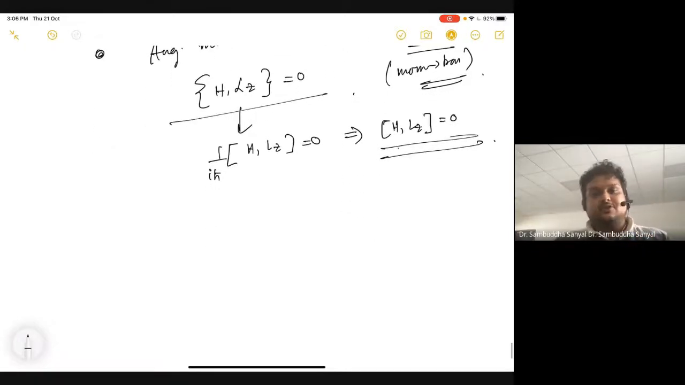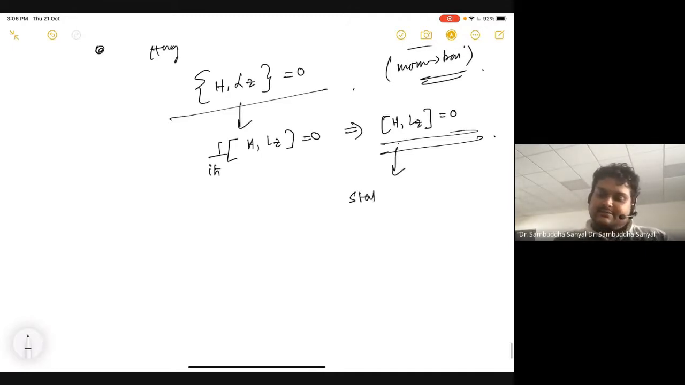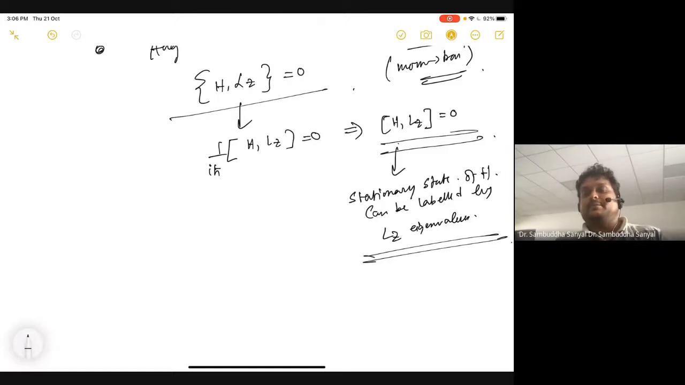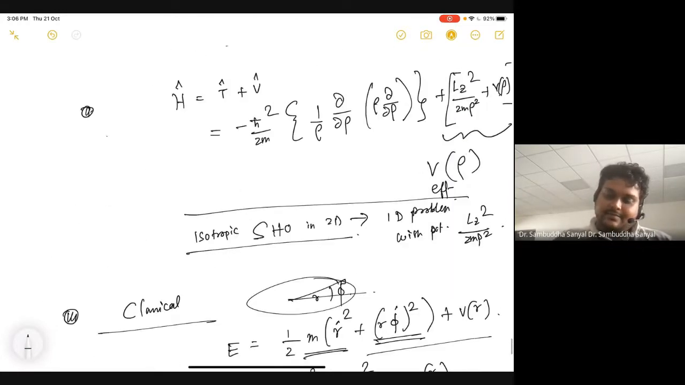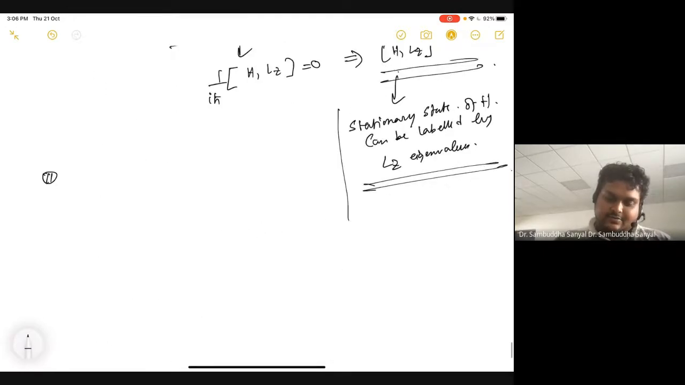Now, when this happens, we also know from our CSCO part that the stationary states, which means the eigenstates of the Hamiltonian H, can be labeled by Lz eigenvalues. Because they are mutually commuting operators, it must be so that I can write the eigenstates of the problem by the eigenvalues of the other one. So let's see how it is done. We have already done this form, and it's a very simple check.